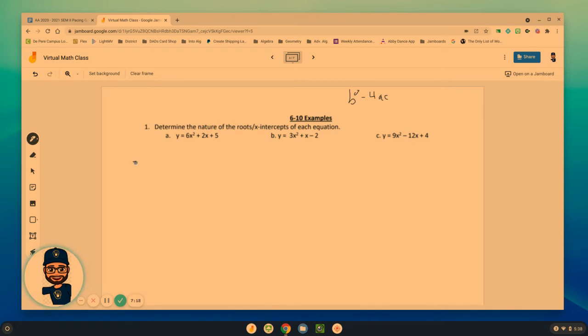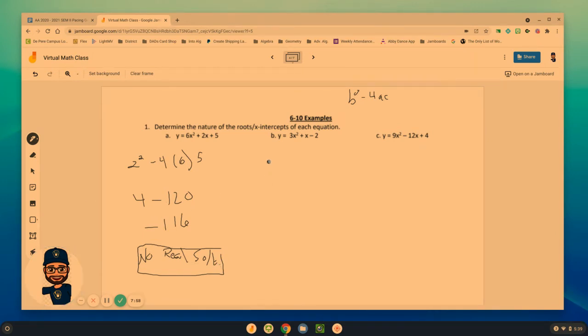B squared is 2 squared minus 4 times a times c, or 4 minus, I'm going to do 5 times 4 is 20, times 6 is 120. 4 minus 120 equals negative 116. So we have no real solutions. We're probably going to have imaginary here. But the nature of these ones are no real solutions. We always speak about it in terms of real numbers.